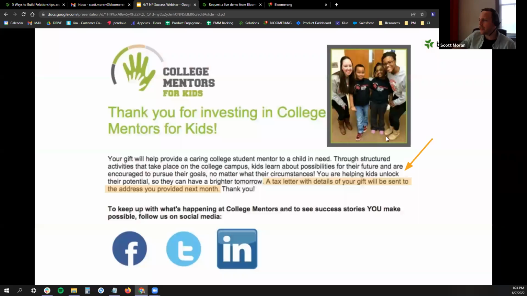All right, I'm going to end this poll in just a second. But cultivation, this is what we're talking about. It's not just the personal touch, but as we were describing earlier, donors leave because they want to know what's happening next. This is a great example. College Mentors for Kids says thank you for investing in our organization. Then I highlighted that a tax letter with the details of your gift will be sent the next month. Perfect, there's the next step. You're giving that donor the next step of the relationship, building out what they can plan on seeing next.